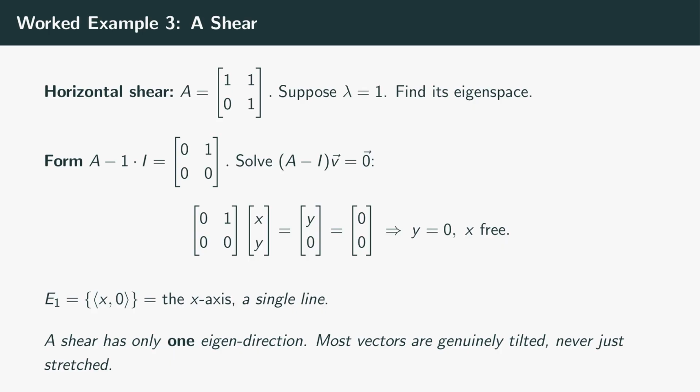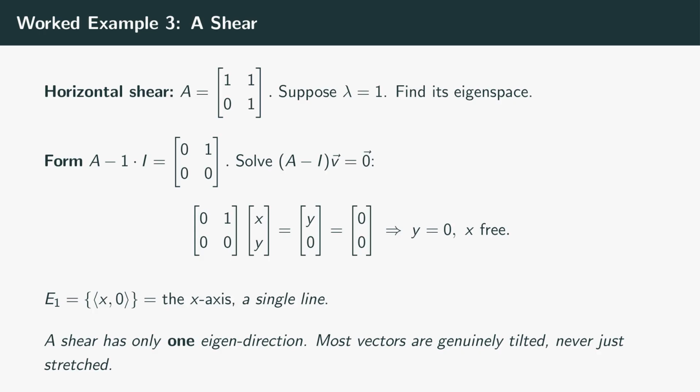Multiply that matrix by a general vector x, y and you get the vector y, 0. Setting this equal to the zero vector forces y to be 0 while x is free to be anything. So the eigenspace is all vectors of the form x, 0, that is the x-axis, and only the x-axis. This is the interesting twist about a shear. It has just a single eigendirection, the horizontal axis it leaves fixed. Every other vector in the plane genuinely gets tilted by the shear, knocked off its original line, so it is not an eigenvector at all.